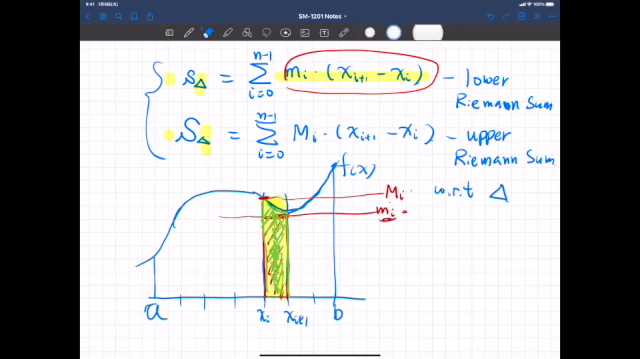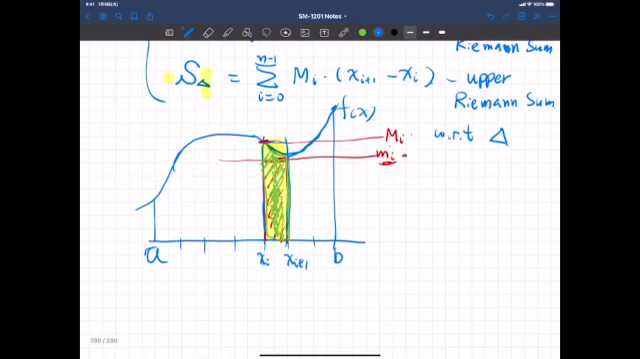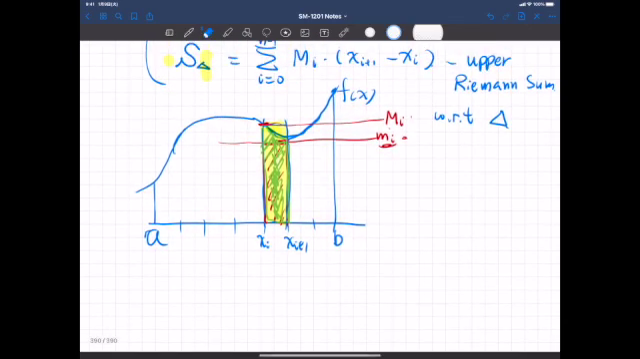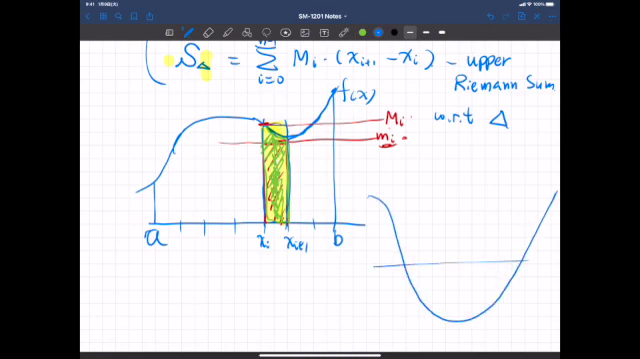Will be somewhere between this lower Riemann sum and the upper Riemann sum. Okay. However, in general, this function can take negative values. So in that case, we would have something like this. So in that case, this value would be the supremum, and this value would be the infimum.